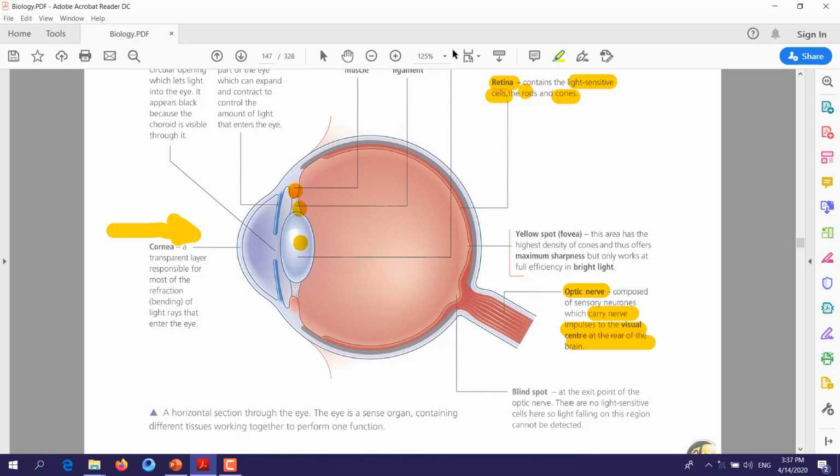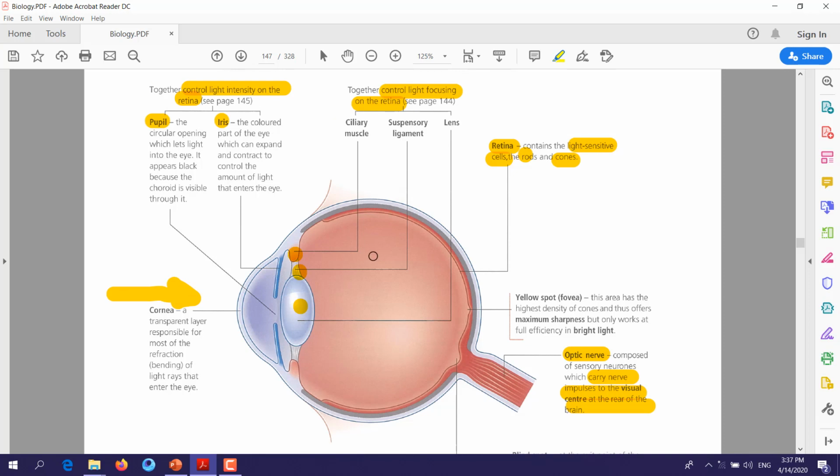This is everything about eye structure. Now what you need to memorize, as I just mentioned, step by step: cornea, pupil and iris, ciliary muscle, suspensory ligament and lens, then retina. After the retina you have the optic nerve, and in addition you should also memorize the yellow spot. The function of the yellow spot is what? It works at full efficiency in bright light. So when there is a bright light, the yellow spot will start working.